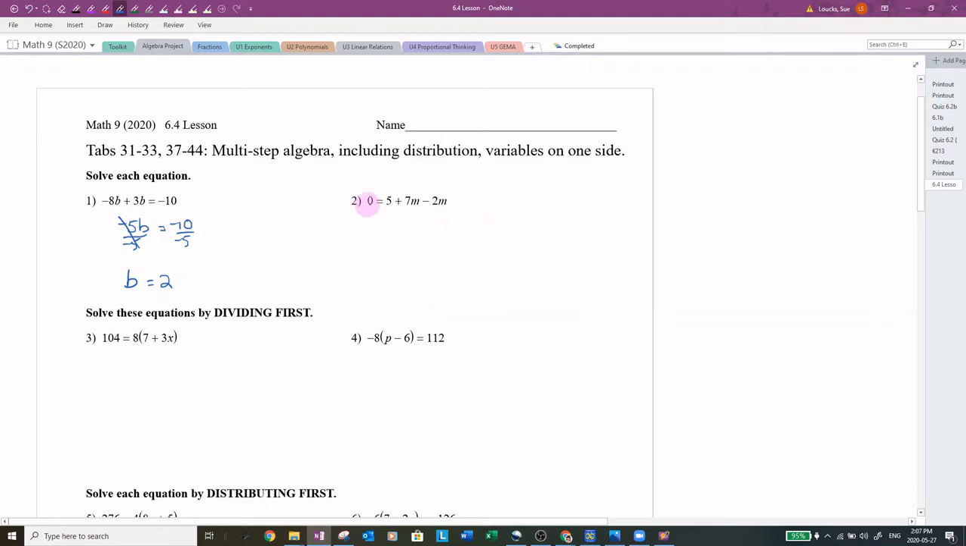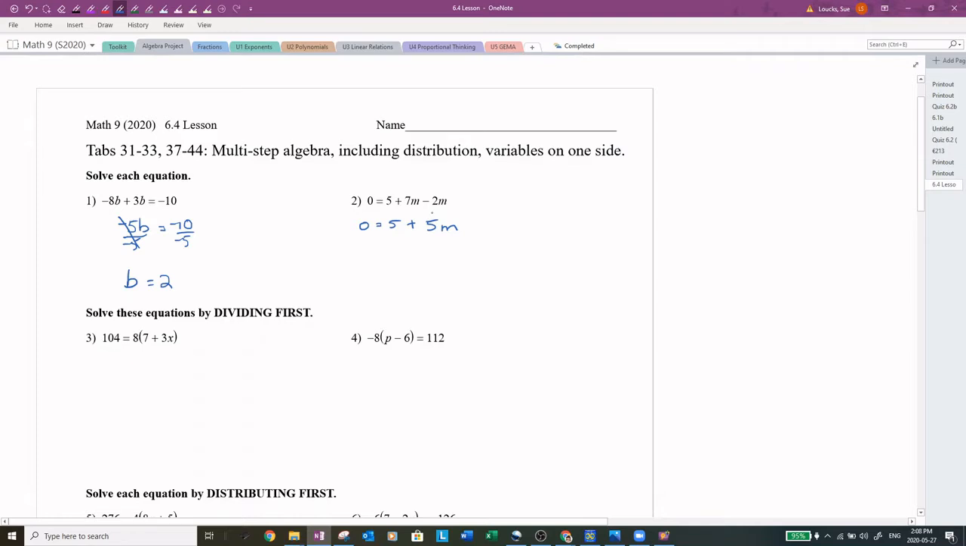This is just another similar example. 0 equals 5 plus 5m, because 7m minus 2m is 5m. And now I need to separate. I need my number, my constant on one side and my variable on the other. Remember, I'm always removing what's bothering the variable, right? So I can get rid of either the 5 or the 5m. It's actually a toss-up.